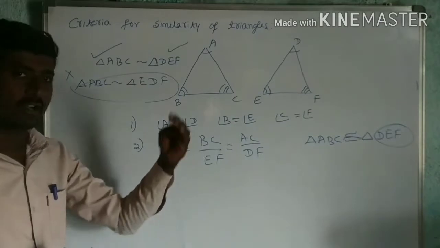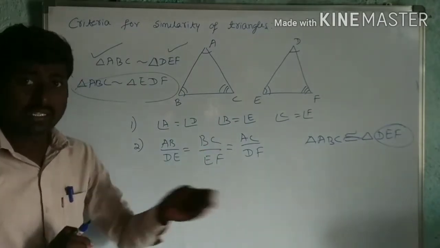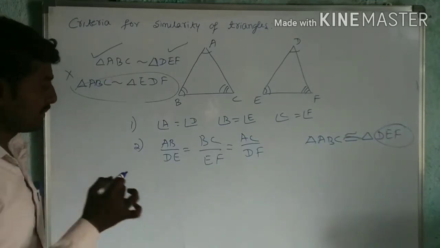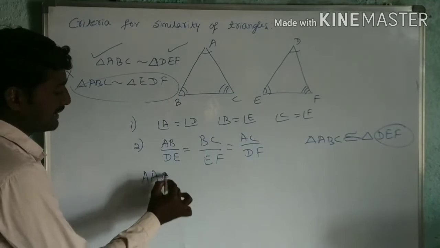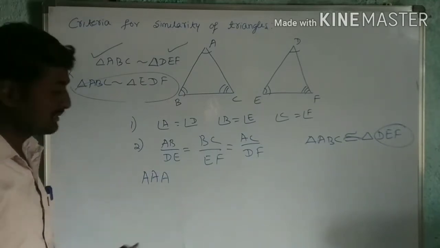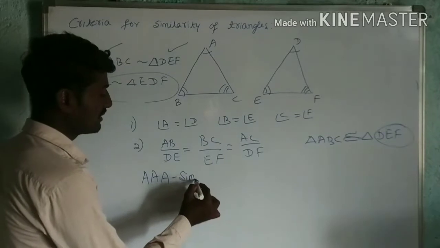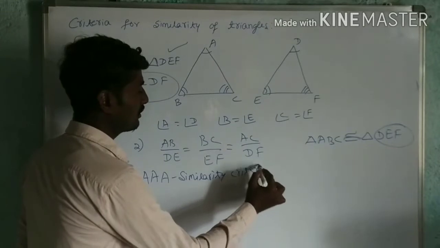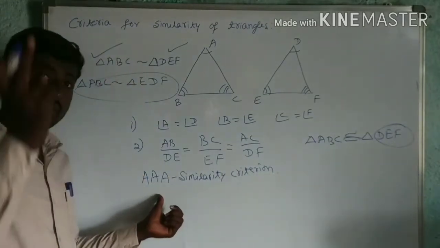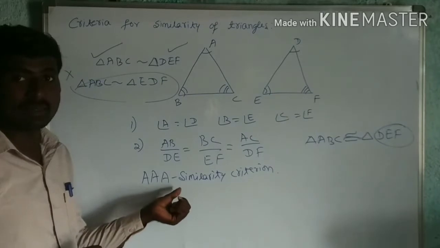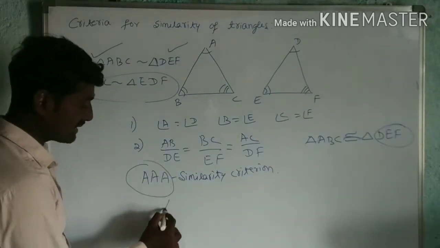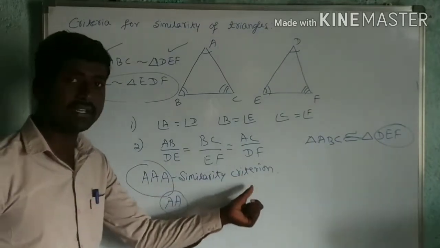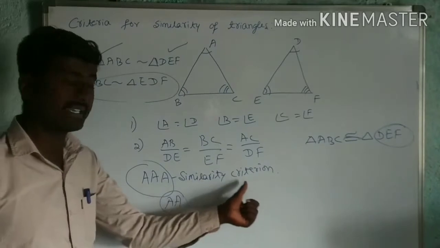In congruency also you have studied some criteria. Here also some criteria are there. So the first one is the AAA similarity criterion, angle angle angle similarity criterion. AAA is nothing but we can write AA also. Instead of saying AAA similarity criterion, you can say it as what? AA similarity criterion.